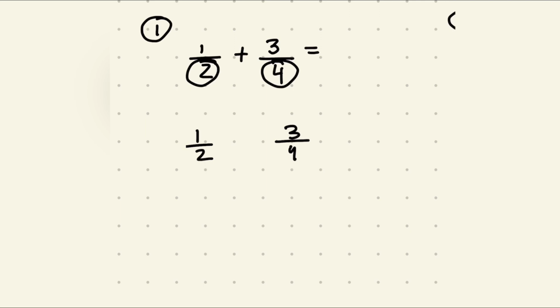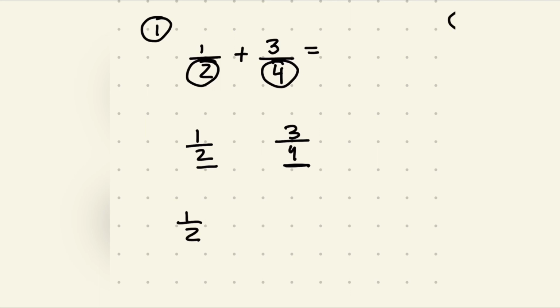Between these two numbers, is there already anything in common? That's a simple question to ask. Well, I know I can make 2 a 4, so what we could do is we could go the easy way. We could just leave the 4 as it is and just make 1/2 with the denominator of 4.